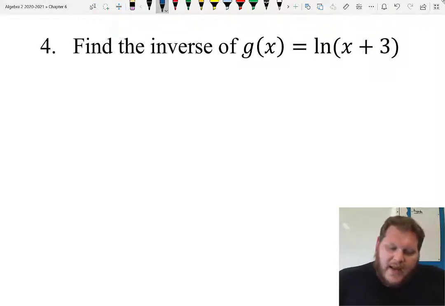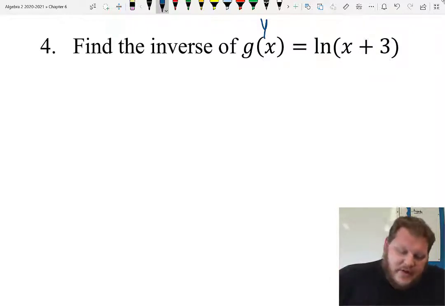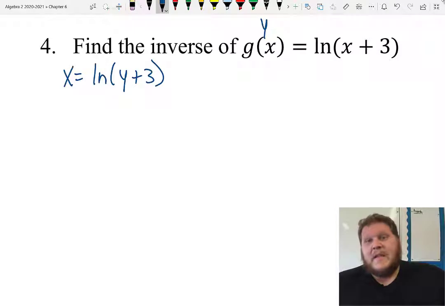So what I have here, again, I'm going to start with the same process. This, of course, is y instead of g of x. So then I'm going to go ahead and flip-flop those. So that gives me x equals ln, the natural log, of y plus 3. Now this one is a little trickier. We might have to rewrite something if we want to.